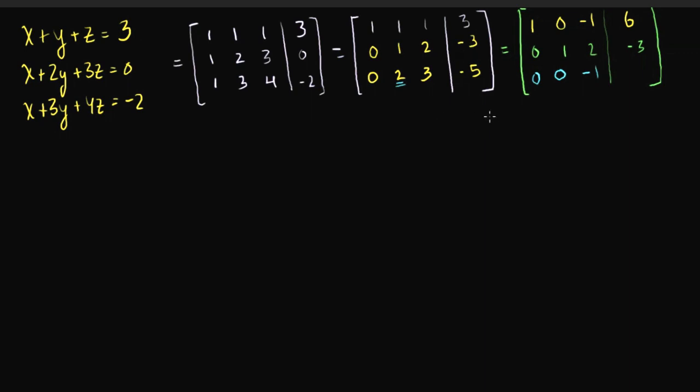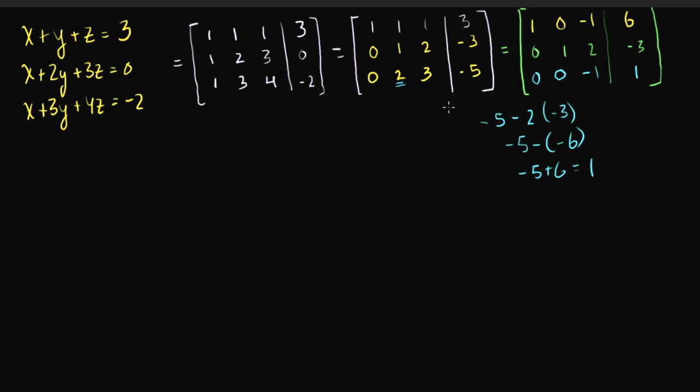Let me write that down. Minus 5 minus 2 times minus 3. That's minus 5 minus minus 6. That's minus 5 plus 6 is equal to 1. I really wanted to make sure I didn't make a careless mistake there. So that is equal to 1.